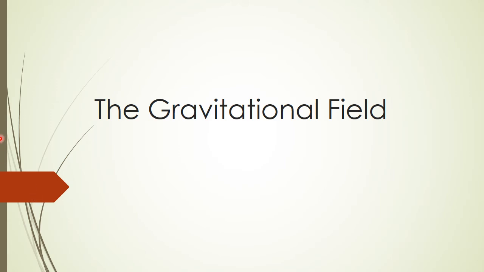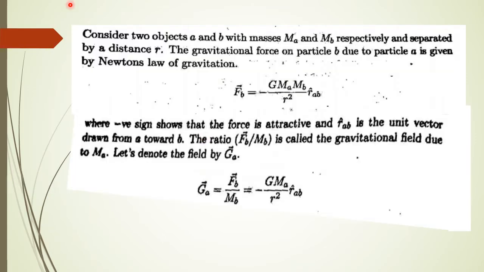Hello students. Now we will be discussing what is the gravitational field. Consider two objects A and B with masses mA and mB respectively and separated by a distance r. The gravitational force on the particle B due to the particle A is given by Newton's law of gravitation.